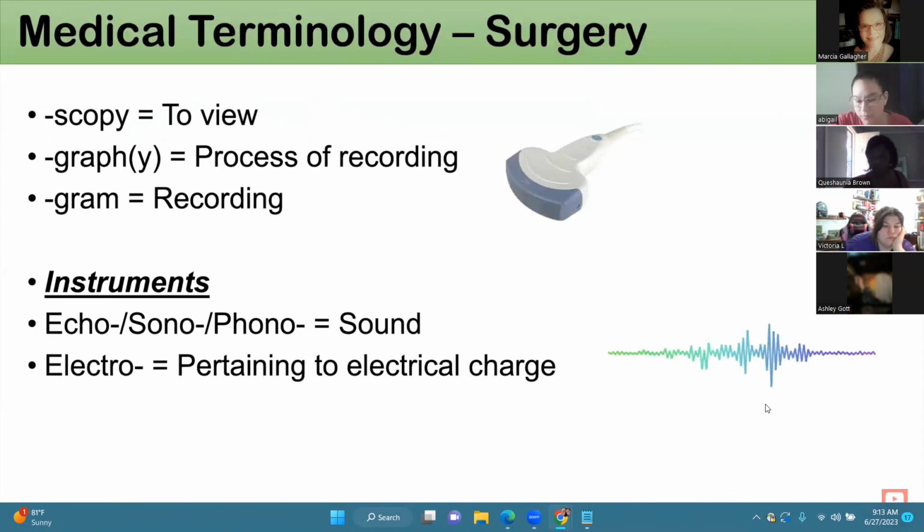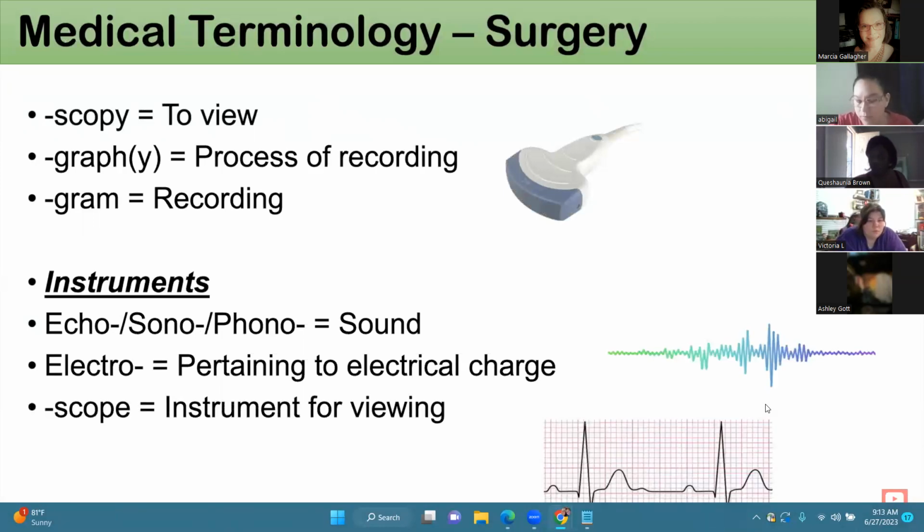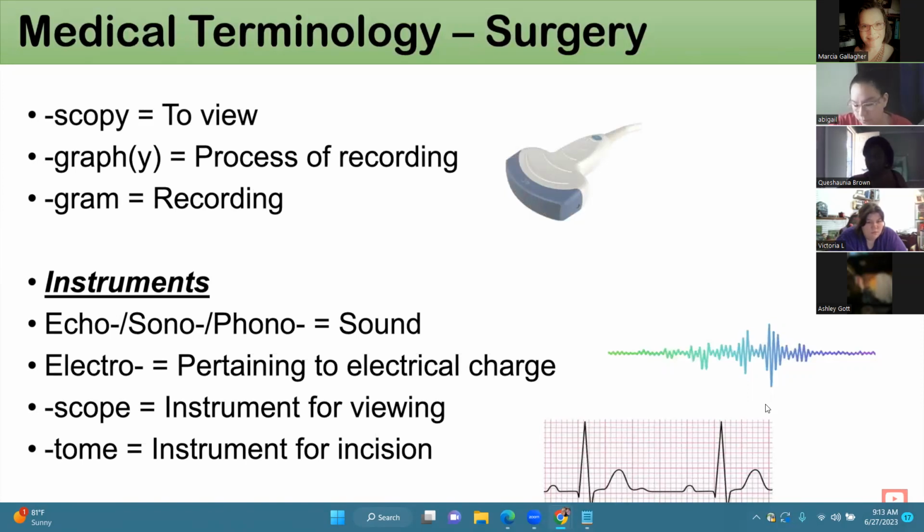The next one is electro. Electro means pertaining to electrical charge. So again, electrocardiogram is another word we can think of for this. A scope itself means an instrument for viewing. So scopy was to view. A scope is an instrument for viewing. And we talked about otomies, but the suffix tome means an instrument for incision. And the suffix meter means an instrument to measure. So you can think of thermometer for this word.